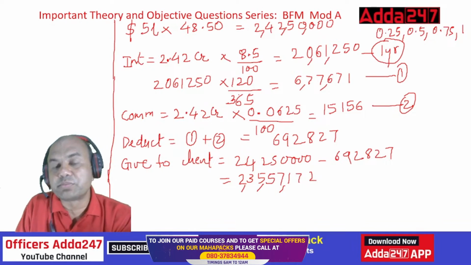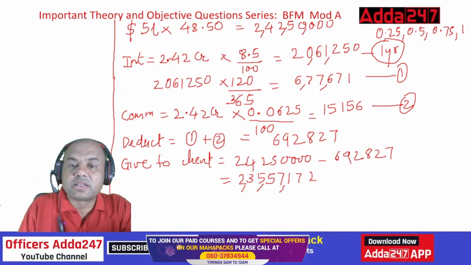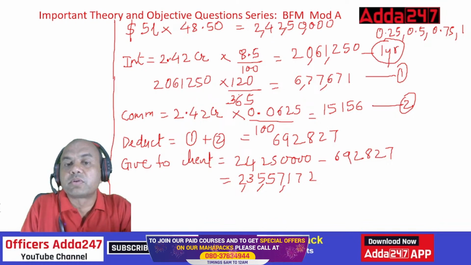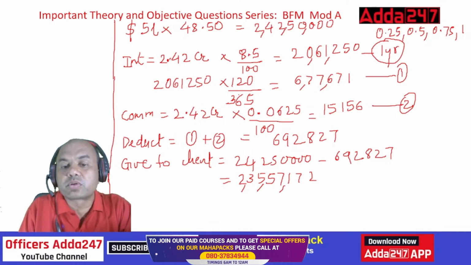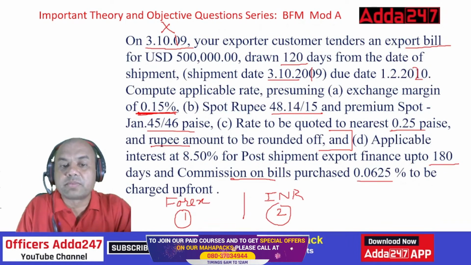This much is the finance. But remember, it doesn't mean this interest is charged on this amount only. Here, interest is charged on the full amount. I'm giving the net amount. So this is the amount of finance to the client. The question asked is the applicable rate of interest for post shipment finance up to this.